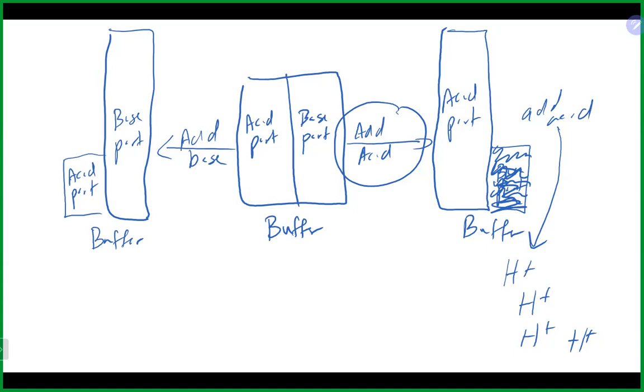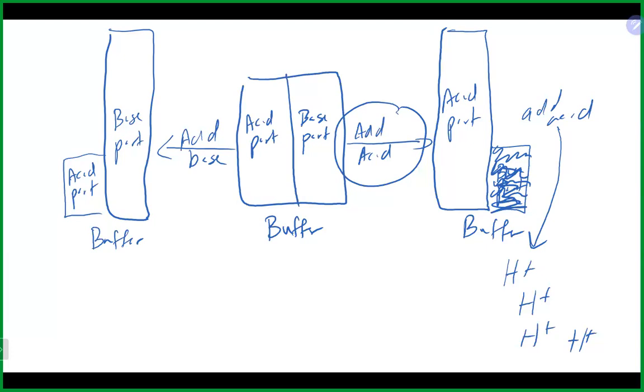Question on how buffers work. Essentially, because they have an acid part and a base part, when you add additional acid or base, it's able to prevent the formation of free H plus or free OH minus. Both of those are going to pretty much maintain your pH as to where it started. Any questions on any of that?